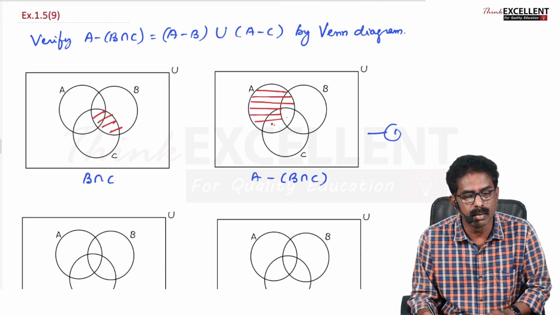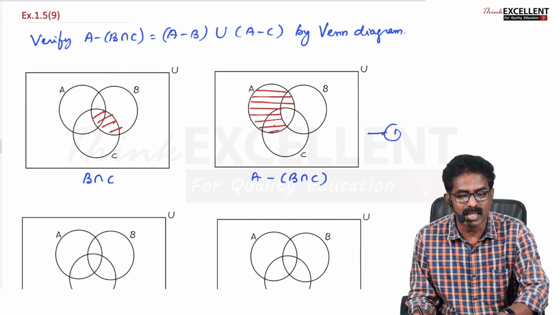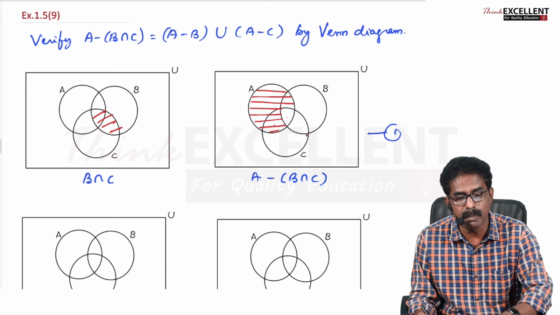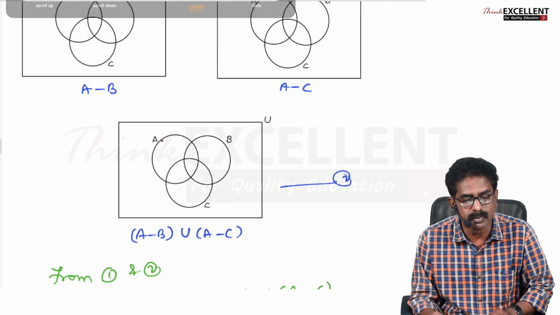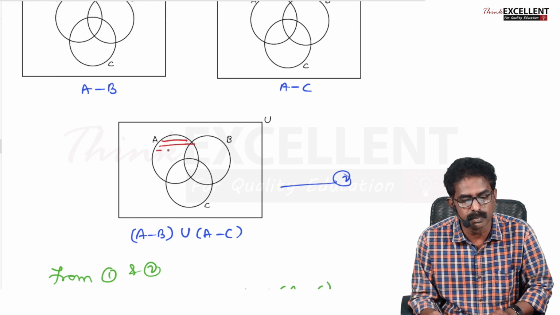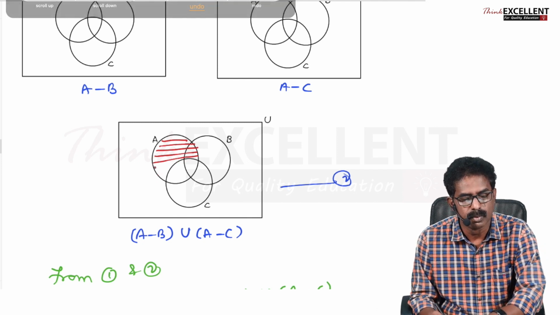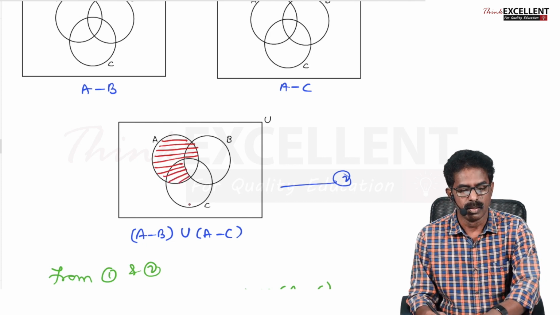So A difference B intersection C. Okay, hope you understood this. But the same answer you have to get in the answer also, right? So B intersection C, got it? A minus, in A but not here. So don't take this portion, remaining A. So these portions will come. So when you shade carefully, you should not go to the next portion. Okay, so this portion. So from 1 and 2.